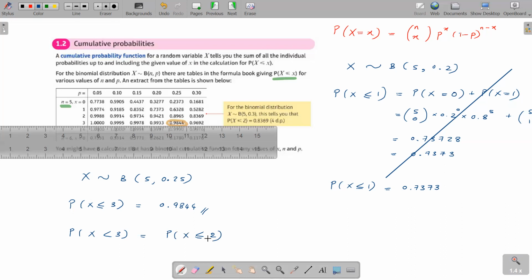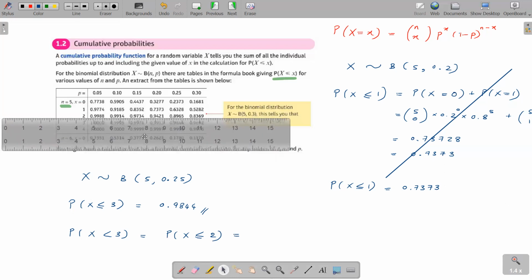Okay, so now let's use the probability table and get the answer. What's the answer? The probability x is less than or equal to 2. So the n value is 5. I don't need to change the section here. The probability of success is 0.25. And what's the simple x value we should use? The simple x value is 2. So go to the table and keep your ruler at the row where simple x is equal to 2.